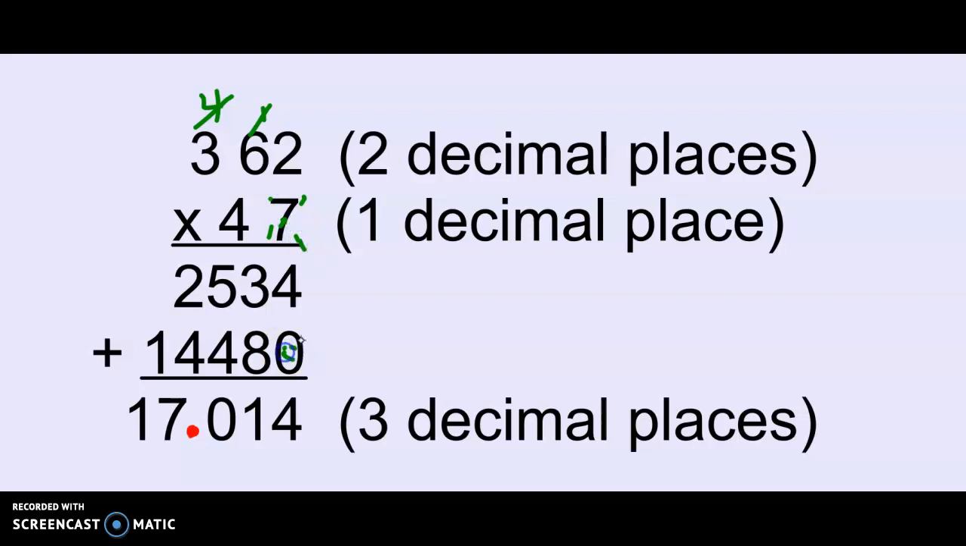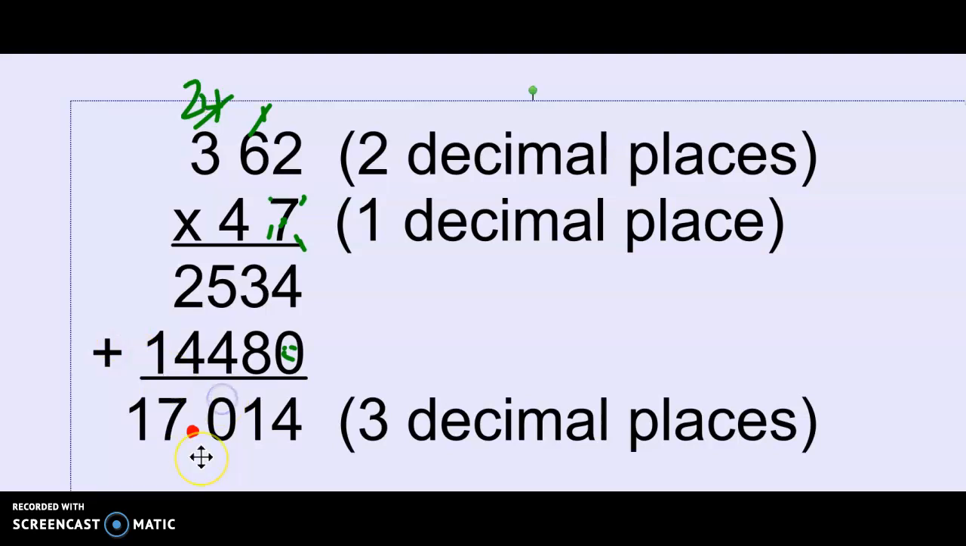We have our placeholder 0, and then 4 times 2 is 8, and 4 times 6 is 24, and 4 times 3 is 12, plus 2 is 14. So there's our second line. Then we just add them all up, and what I end up with is what's down here at the bottom.